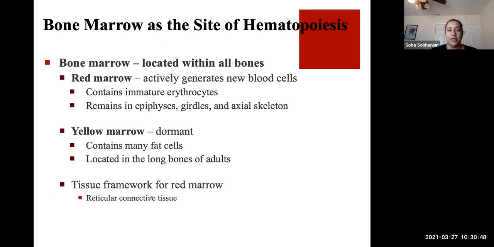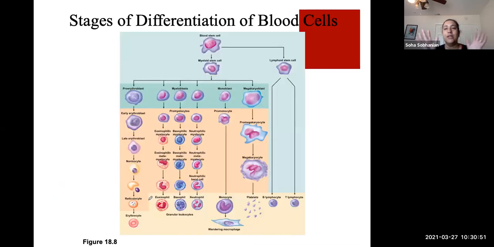So look at the picture. I don't need you guys to know all this information. All you need to know, if you're highlighting it on your image, you have myeloid stem cell and you have what? Lymphoid stem cell. Lymphoid stem cell gives rise to your lymphocytes, which are B cells and T cells. And myeloid stem cell gives rise to your red blood cells, eosinophils, basophils, neutrophils, monocytes, which are your white blood cells, and then your platelets.